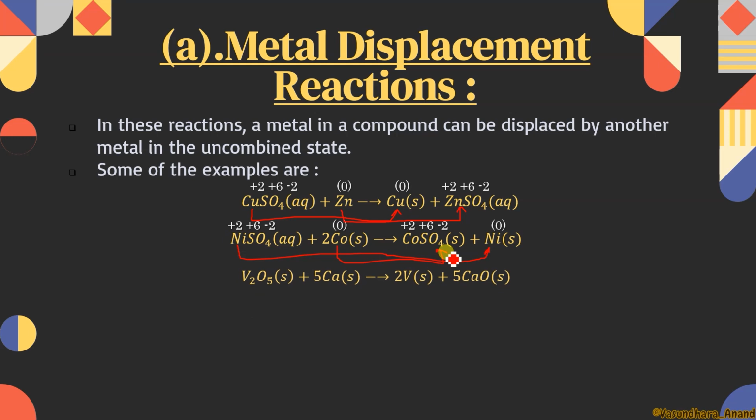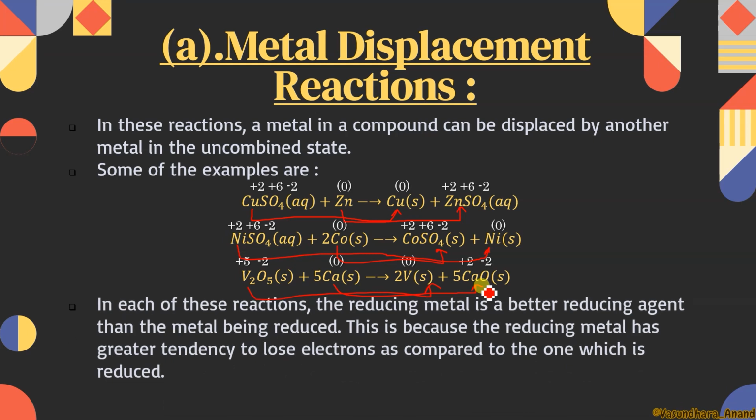Now V2O5 plus Ca. If you'll see, calcium is here at 0 state and V in V2O5 is in +5 state. So again you'll check that V is going to be in the free state, that means 0, and calcium is 0, so it will be converted into +2 state, that means oxidation occurred.